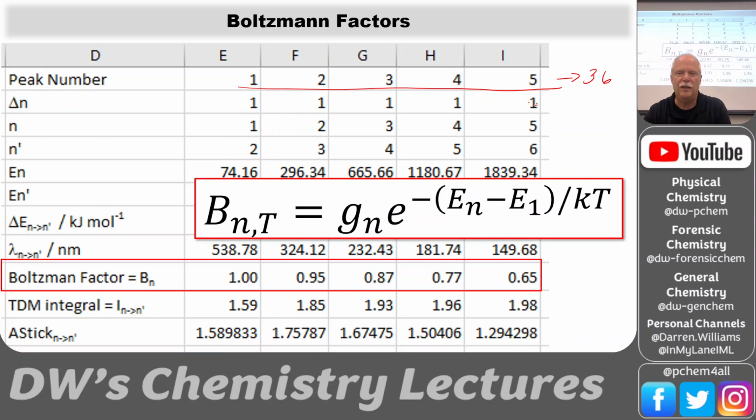You can do delta n's equals 1, and then 3, and then 5. We do a few 5s. And so then let's go ahead and just label our n's. So we have n equals 1, 2, 3, 4, 5, and so on. And then we have n prime. See here, this is the final state. Since we're doing delta n's, we can just say this is equal to n plus delta n. So just put a formula in there, and then you can copy it across.